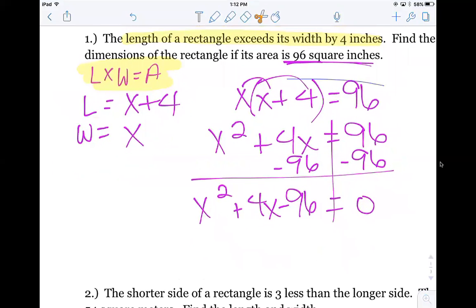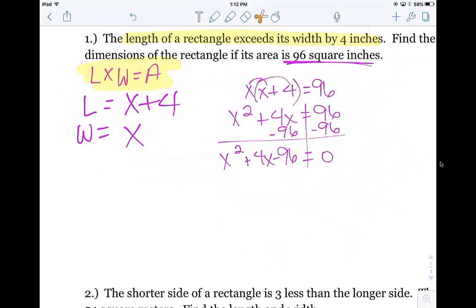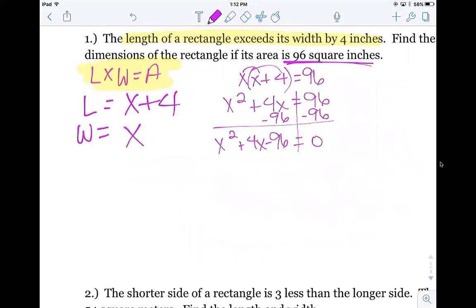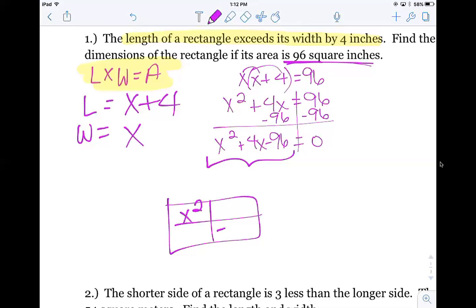At this point, we take the x squared plus 4x minus 96 and do our rectangle and our diamond. X squared goes in the top left, negative 96 goes in the bottom right. We multiply them to get the top of the diamond, and our middle term, 4x, goes on the bottom. So we need two numbers that multiply to give negative 96 but add to give 4.